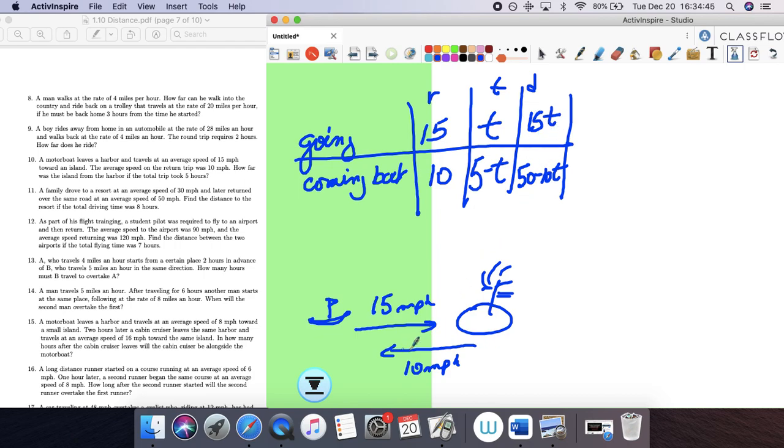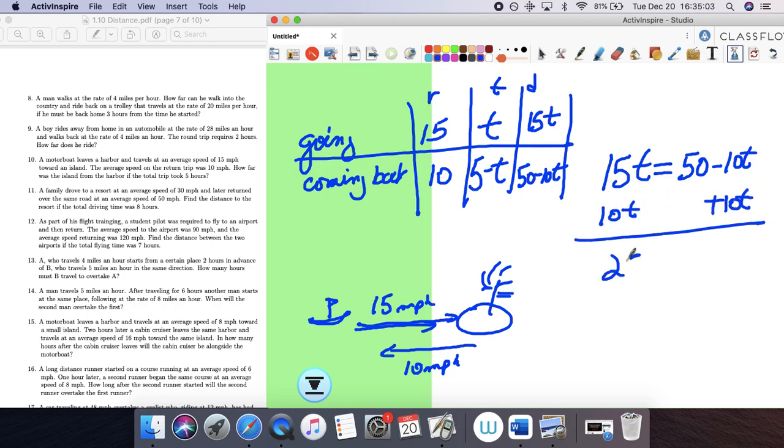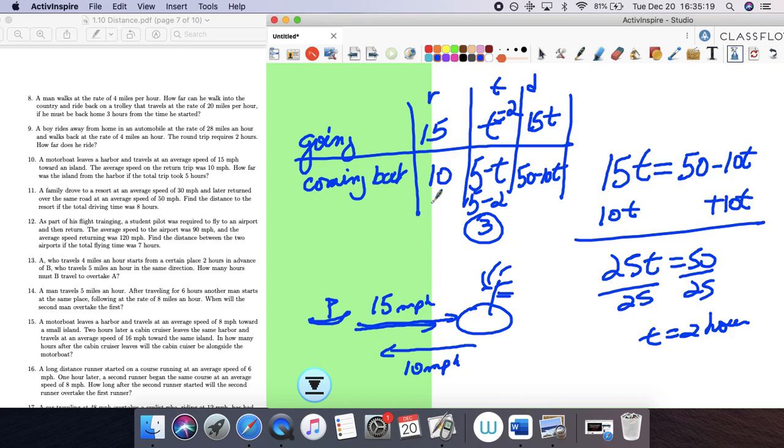What do I know about their distance? The distance going to the island and coming back from the island is the same. That's what I'm going to use to set up my equation. So 15T equals 50 minus 10T. There are variables on both sides. Get rid of this variable. Let's do plus 10T. We get 25T equals 50. Divide both sides by 25. T equals 2 hours. So going towards the island is 2 hours, and coming back from the island equals 3. That makes sense, right? Because you're at a slower speed.